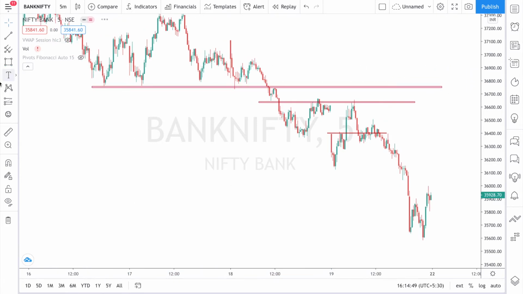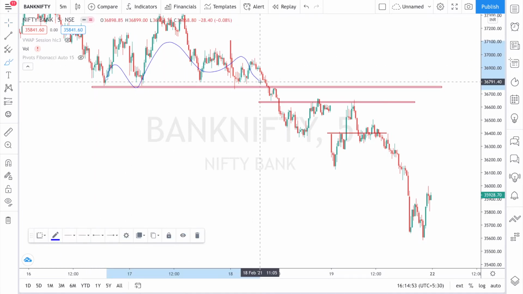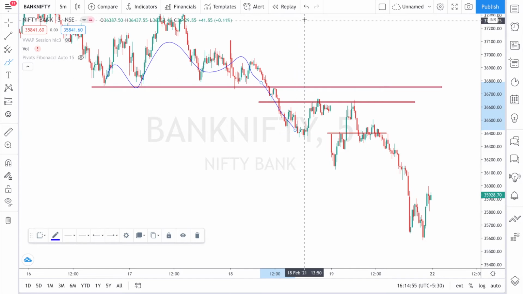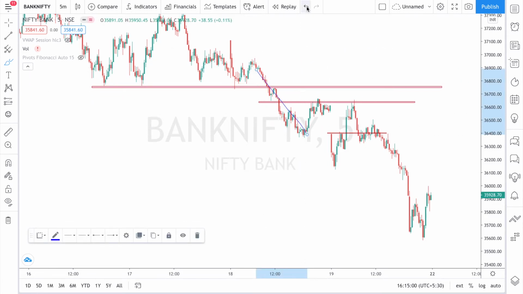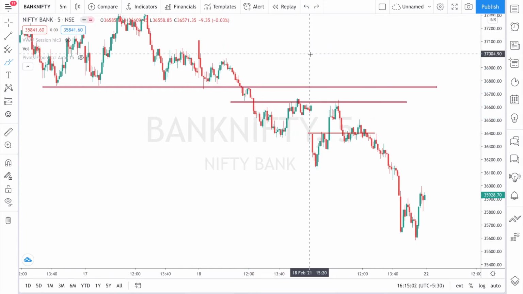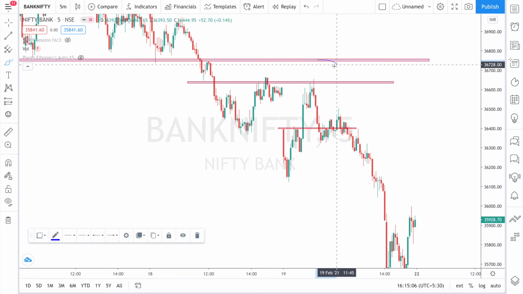We can clearly see that yesterday the market had given a breakdown after a continuous consolidation. Yesterday Bank Nifty gave a breakdown. So this is the simplest logic, that the breakdown level is going to act as a resistance, right?